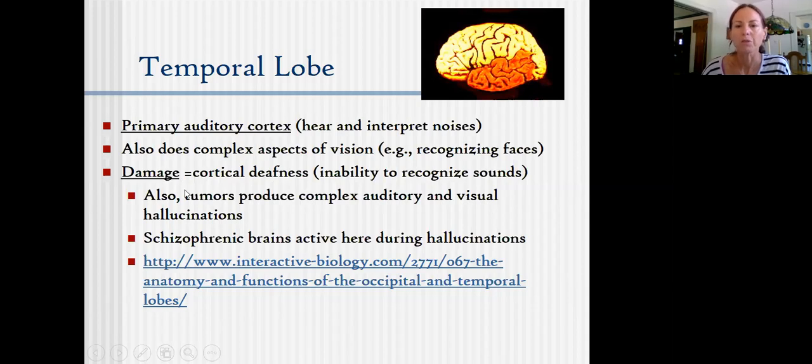Damage will produce a cortical deafness. It's the inability to recognize sounds. So you'll hear sounds, but you won't be able to recognize different people's voices and stuff like that. If you get a tumor there, you start to get visual and auditory hallucinations. And interestingly enough, you've probably heard that people with schizophrenia have a lot of times auditory hallucinations. And when they do, this area of the brain, the temporal lobe, is active. So we know that it has to do with those hallucinations. They're not really hearing voices, but their brain is sort of acting like they're hearing voices.